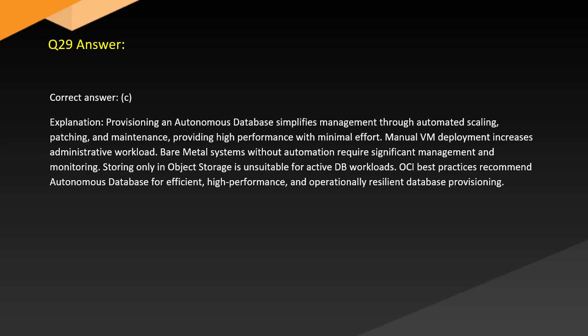Answer. Correct answer: C. Explanation. Provisioning an autonomous database simplifies management through automated scaling, patching, and maintenance, providing high performance with minimal effort. Manual VM deployment increases administrative workload. Bare metal systems without automation require significant management and monitoring. Storing only in object storage is unsuitable for active DB workloads. OCI best practices recommend autonomous database for efficient, high-performance, and operationally resilient database provisioning.